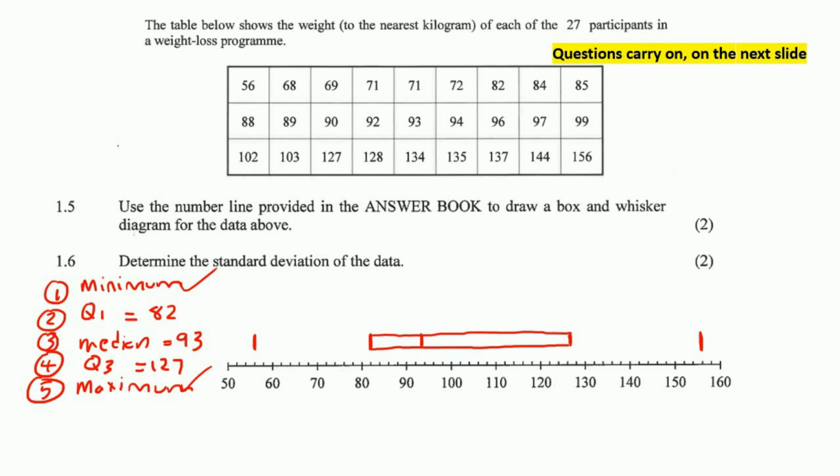There we go. And then you just connect the little whiskers over here, and over here. Boom. Okay, so that is our box and whisker for 2 marks. Geez, these people are stingy with their marks. Okay, now it says determine the standard deviation.